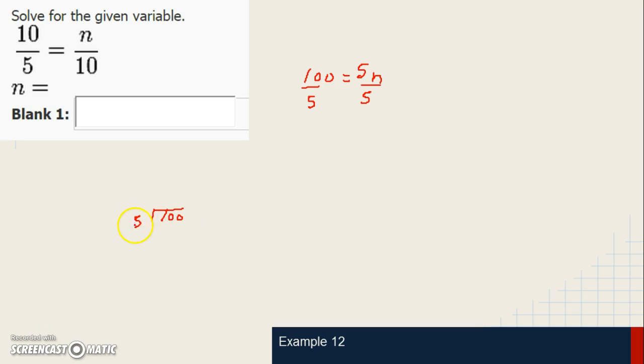5 goes into 1, 0. 5 goes into 10 twice. 2 times 5 is 10. I'm left with 0. 5 goes into 0 0 times with no remainder. So I know that 20 equals n. Again, we're using cross multiplication because we know that solving proportions by cross multiplying is the same thing as solving equations using inverse operations.